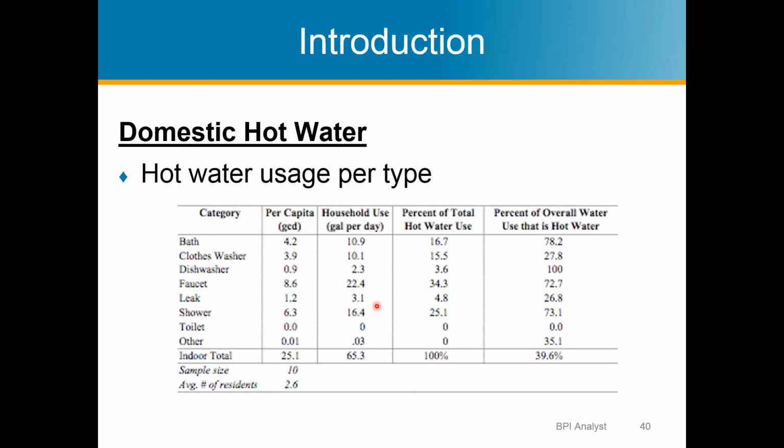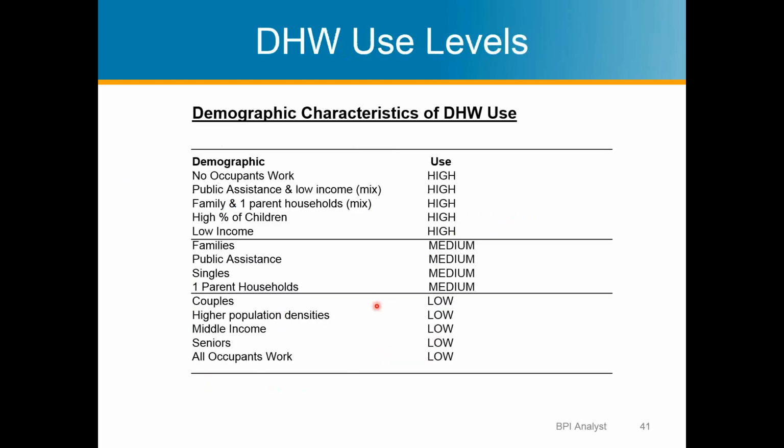And showers are just what you've got to do, but we'll talk about that a little more. There are also demographic characteristics of hot water use, and some of these are obvious. If there's a high percentage of children in the home, you're going to use more hot water, washing diapers and stuff. But the data shows that low income households use more hot water than middle income, down here is using little amounts of hot water for various reasons. Seniors use very little hot water.